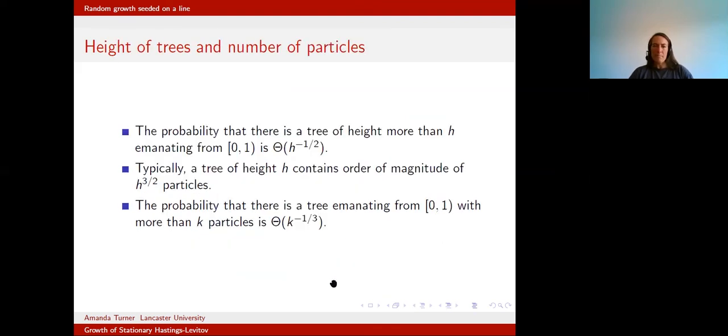And other properties that are immediate corollaries of this is that we can relate the height of the tree at various times and the number of particles.